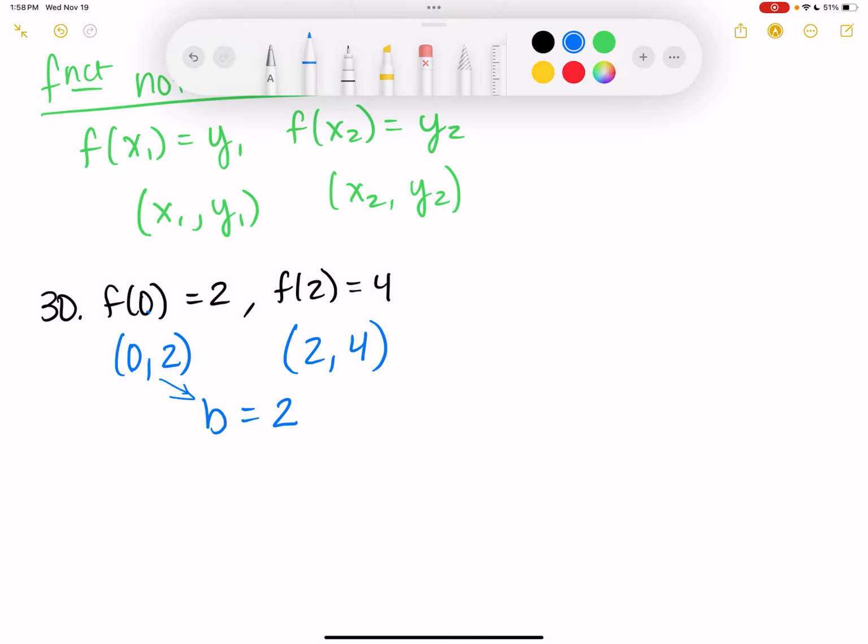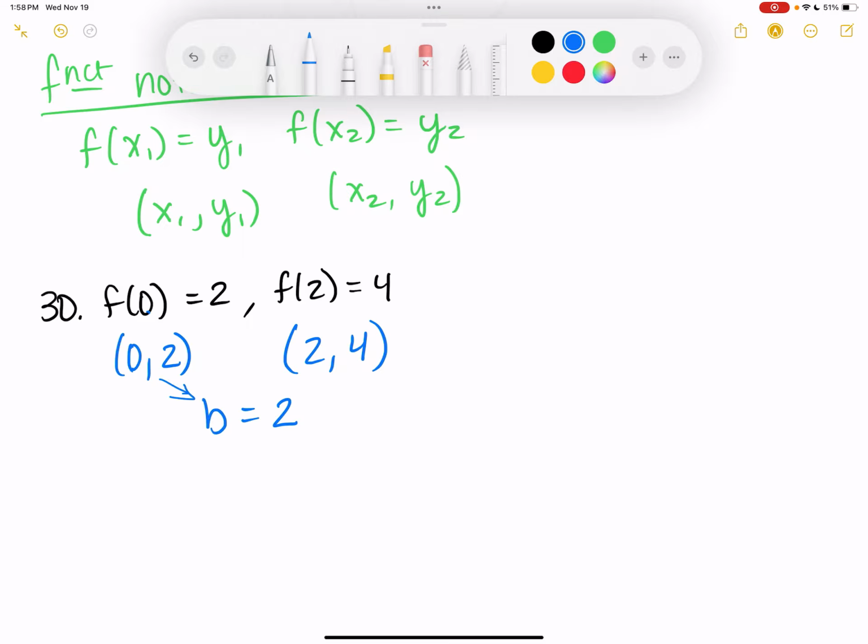Problem 32. f of 0 equals negative 2, and f of 4 equals negative 3. So what are my 2 coordinates with this one? 0, negative 2, and then 4, negative 3. And since the 0 is on that side, that means b is negative 2. Okay, so my intercept is negative 2 because that's where x is 0. So then find my slope.